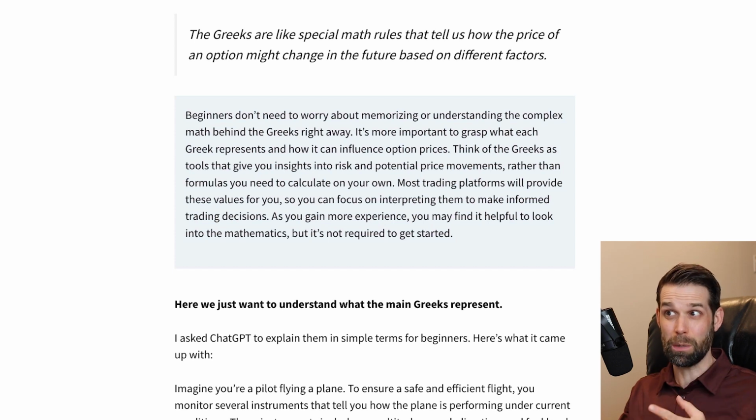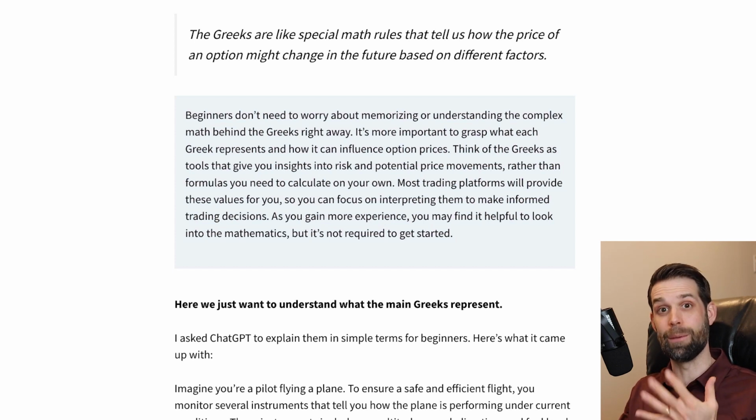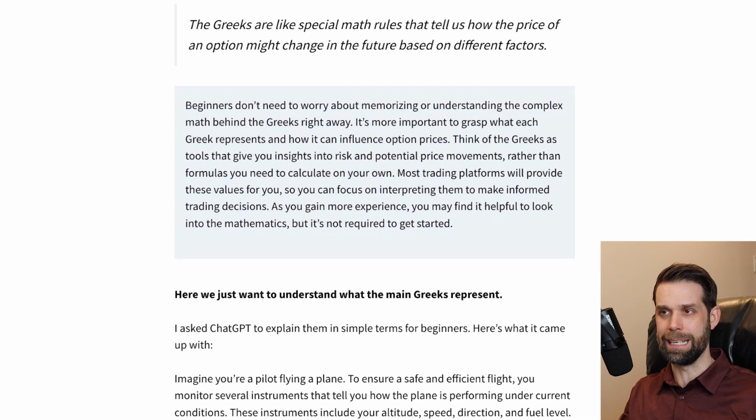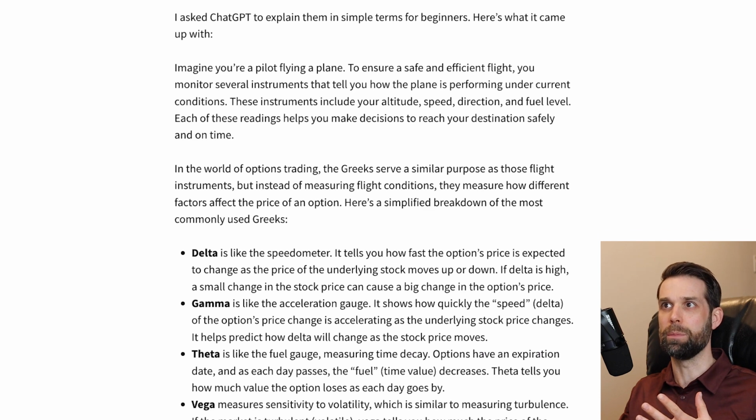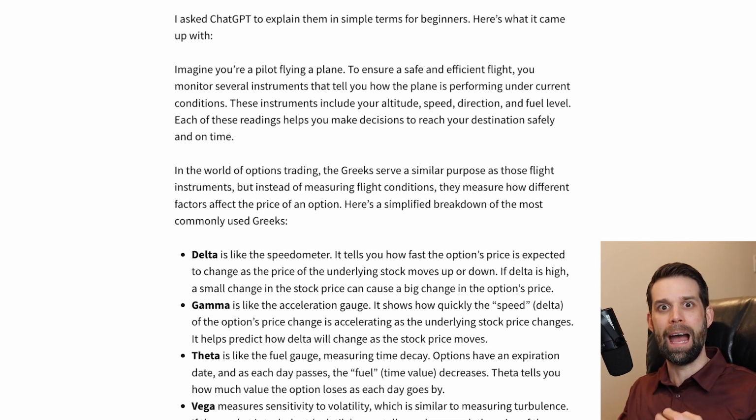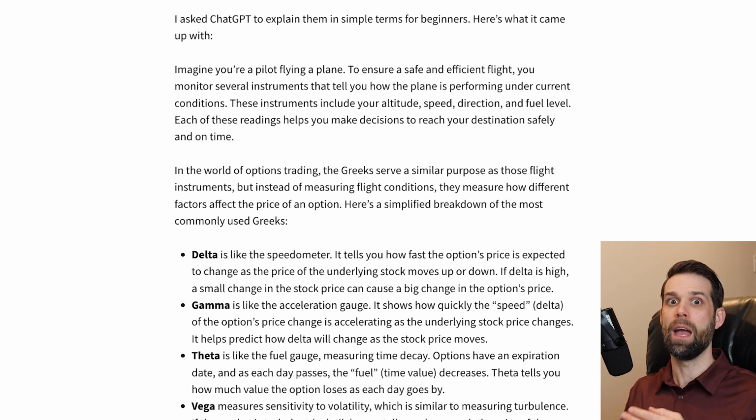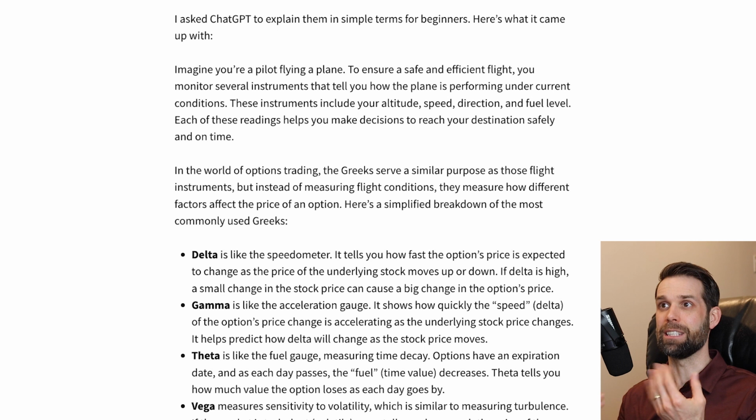So again, as you gain more experience, you may find it useful to look at the math behind options and behind these Greeks, but to start with the introduction and learning about what they are, you certainly don't need to do any math work right now. When I was studying this, I used ChatGPT, and I asked it to explain the Greeks to me for a pure beginner that is just learning them for the first time. It gave me this really good analogy that I'm going to share here in this video.